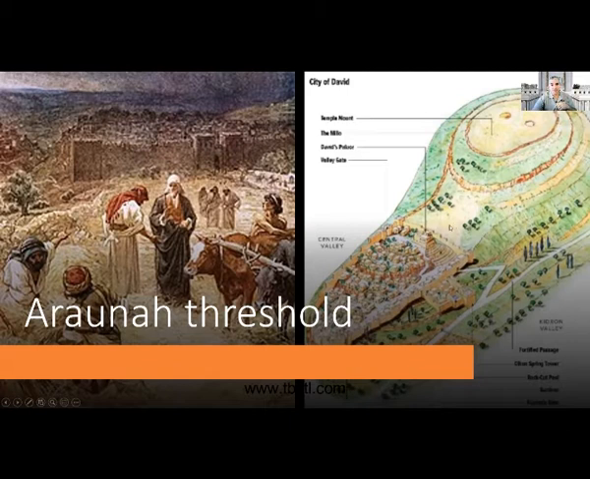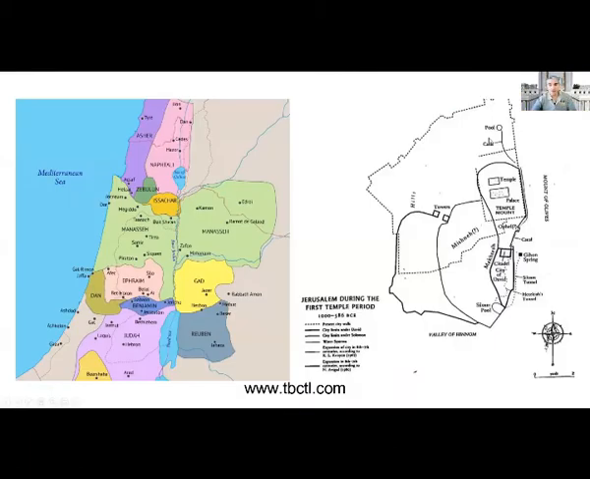So the threshold of Araunah was around here in this area. When we look at the maps and try to analyze the reason why David chose Jerusalem in general, and also Mount Moriah in particular, for the house of God, of course the first reason would be divine intervention.